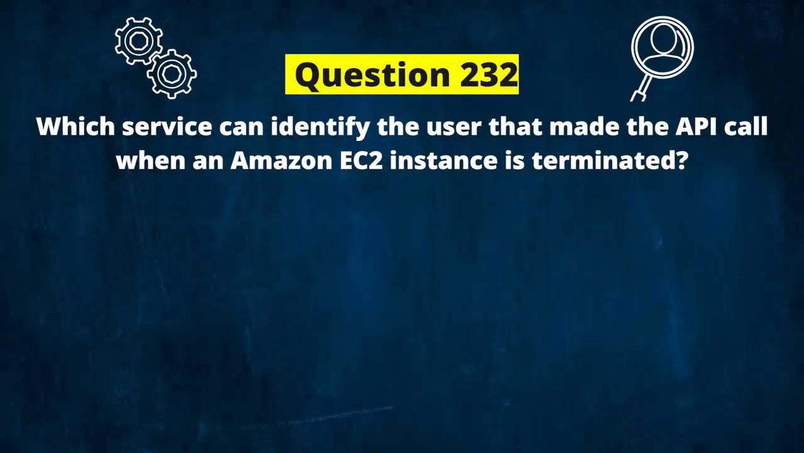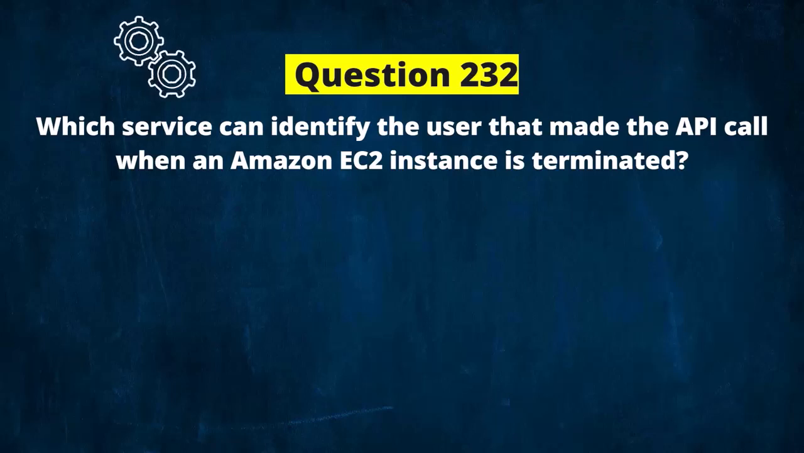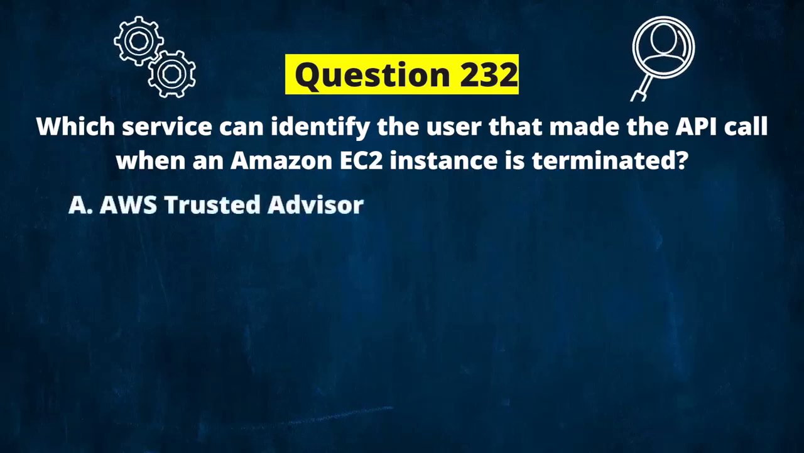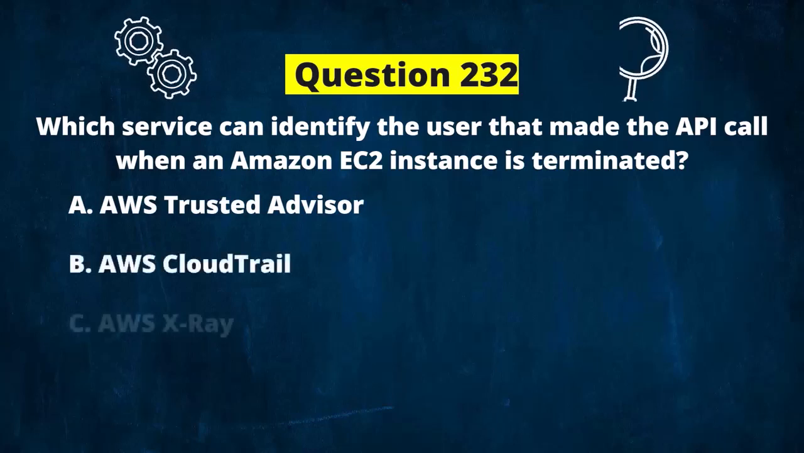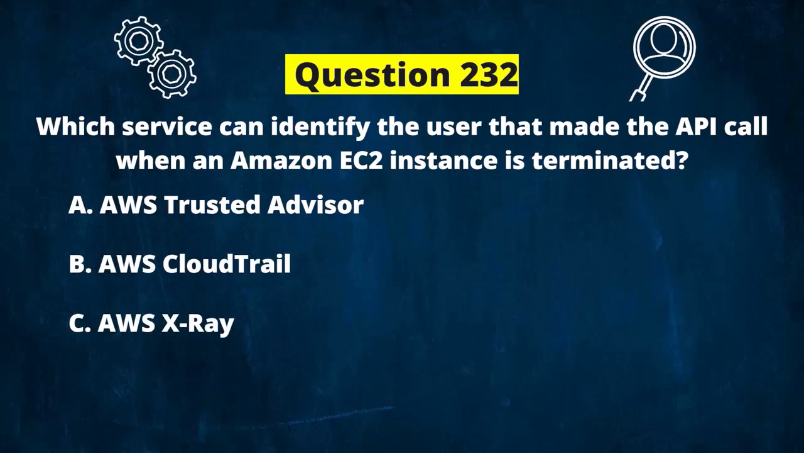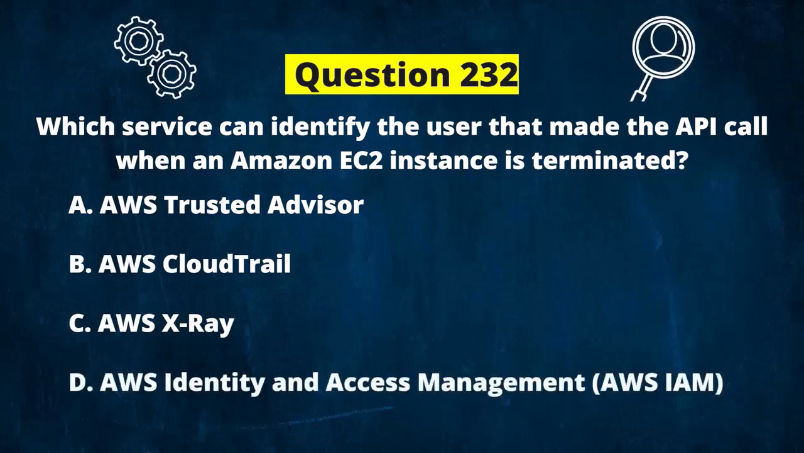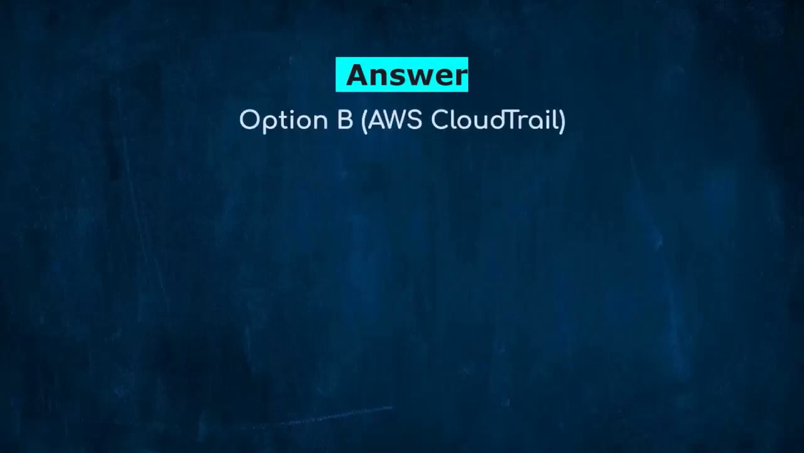Next question. Which service can identify the user that made the API call when an Amazon EC2 instance is terminated? And the options are A. AWS Trusted Advisor, B. AWS Cloud Trail, C. AWS X-Ray, D. AWS Identity and Access Management. And the correct answer is option B, AWS Cloud Trail.